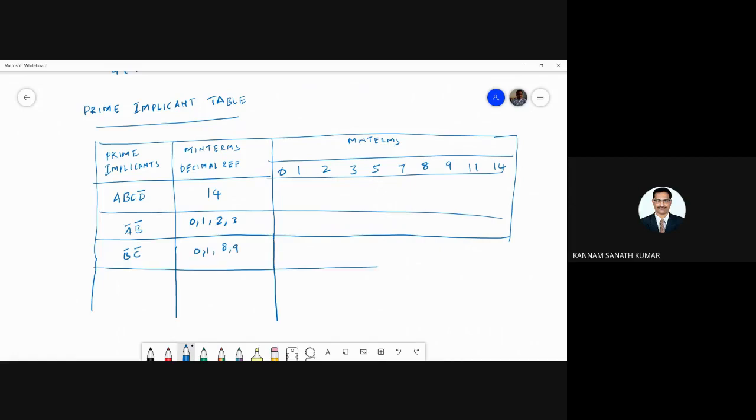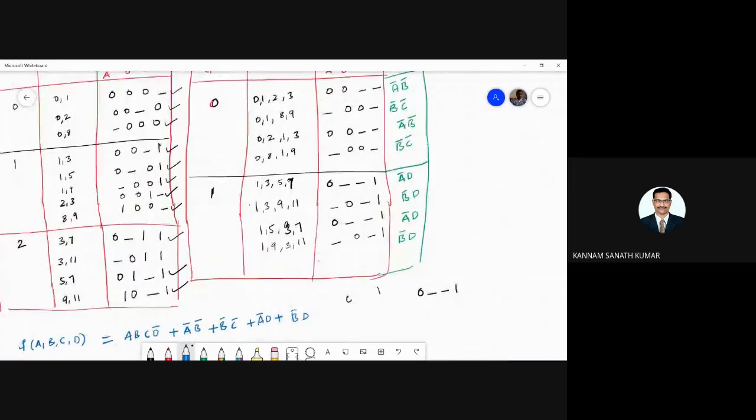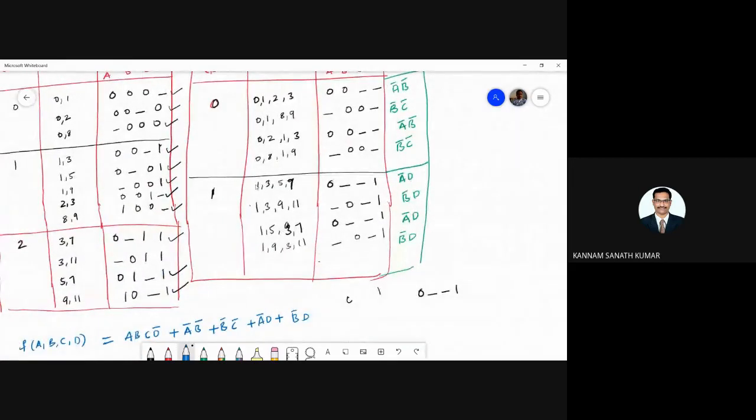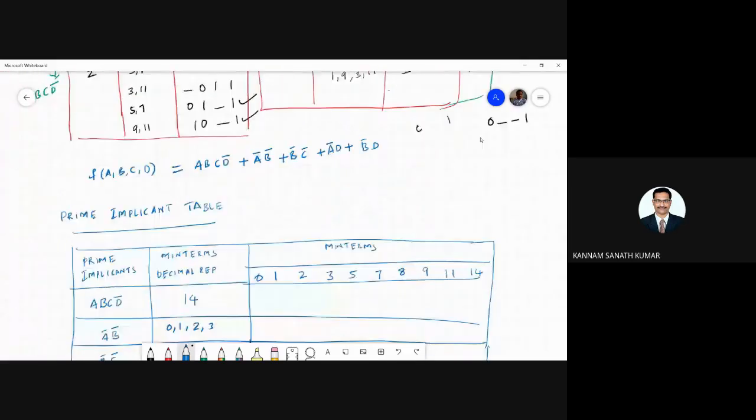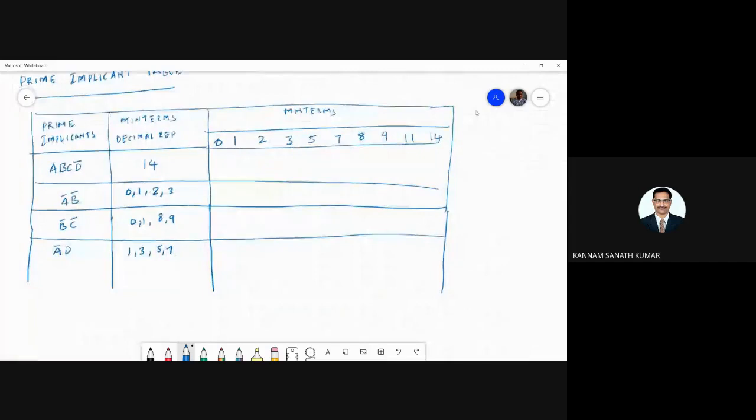Okay, and next A bar, D. How did you get 1, 3, 5, 7? Observe this table, the last table. So A bar, D equals 1, 3, 5, 7. B bar, C bar equals, how did you get 0, 1, 8, 9? Okay, so this is A bar, D bar, and next B bar, D.